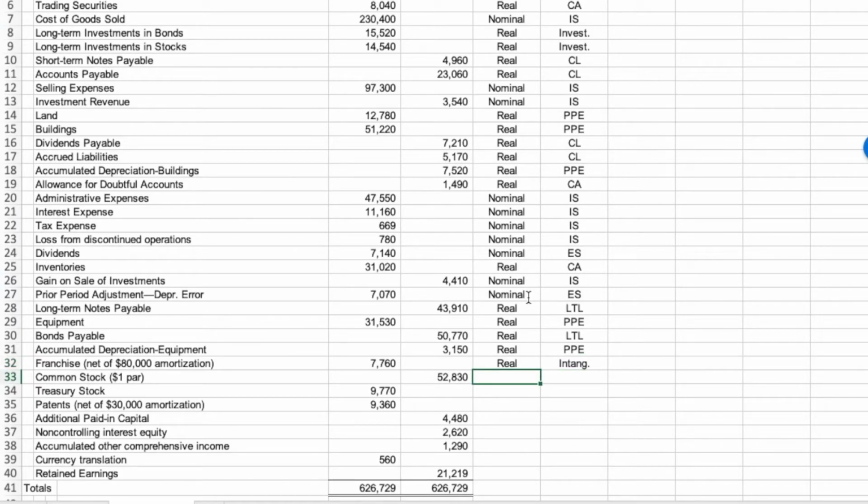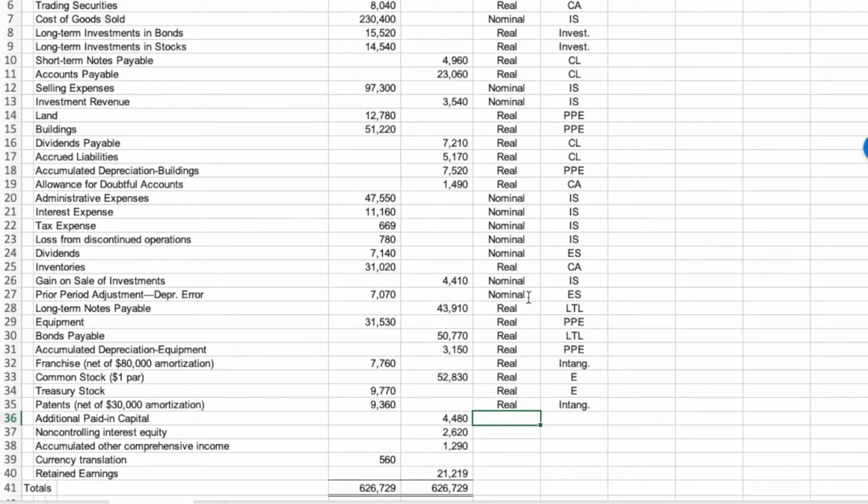Common stock is a real account that goes in the equity section of our balance sheet. So we'll just do E for equity statement. Treasury stock is a real account that also goes in the equity section of our balance sheet. Patents is a real account. These are another intangible account. They will go in conjunction with franchises.